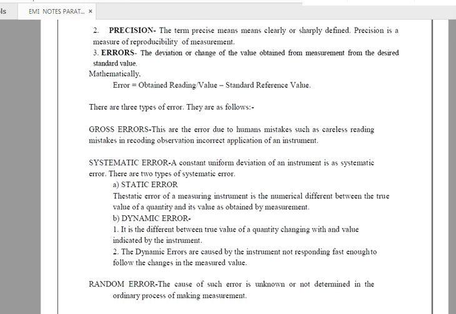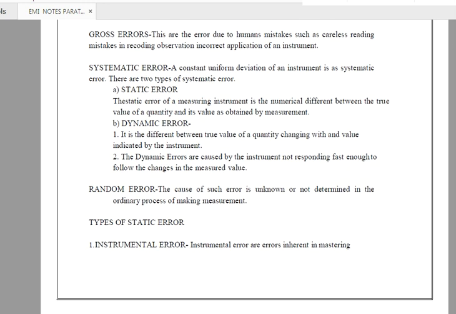Then there is random error. The cause of such error is unknown. It occurs randomly, it may be for any reason, but an error that occurs randomly is known as random error.